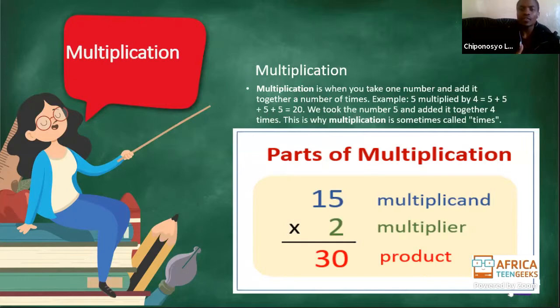If you're looking at 5 multiplied by 4, we're calling it times. Why? Because you are adding it together many times. If you're saying 5 times 4, it means it's going to be 5 plus 5 plus 5 plus 5, which is what? 20. Right. So that is what multiplication is.